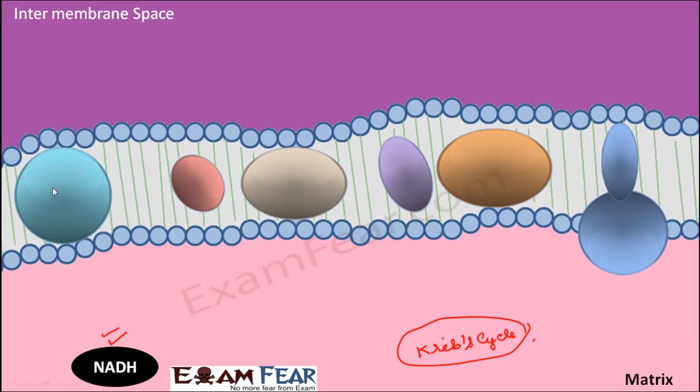Here this one is complex 1. This one is complex 3. This one is complex 4 and this one is complex 5. Complex 5 is nothing but the ATP synthase enzyme. And what are these? This is coenzyme Q, which is the mobile electron carrier, and this is cytochrome C. Clear? Now we see all the complexes are in place, and this NADH, which is a product of the Krebs cycle, is also present in the matrix.